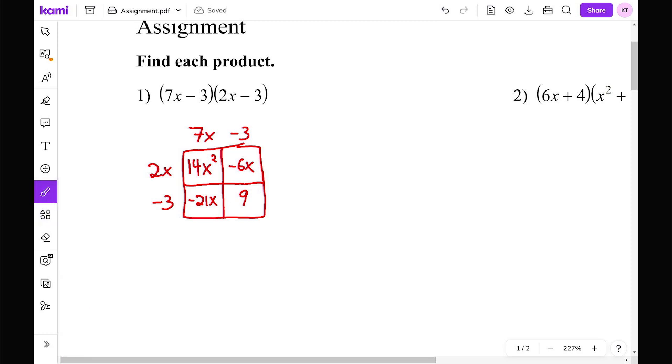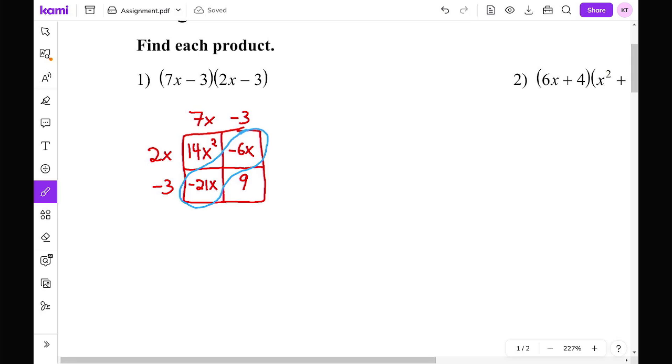And then I'm just going to go ahead and combine like terms. And in this case, my like terms will be diagonal from each other here. So I'm going to combine my negative 21x with my negative 6x. So first, like all polynomials in standard form, I'm going to write it from highest exponential power to lowest. So it'll be 14x squared. And then, like we said, negative 21x, combine that with negative 6x. That will give me a negative 27x. And then lastly, I have my 9, so plus 9. So multiplying that together, I go ahead and get 14x squared minus 27x plus 9.